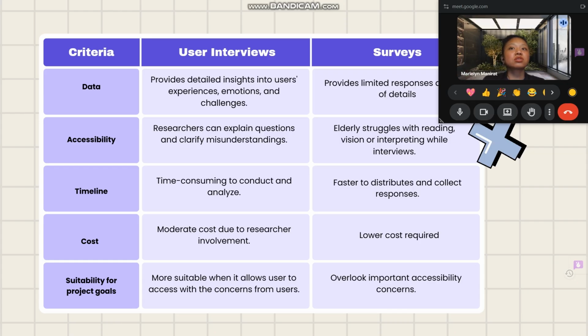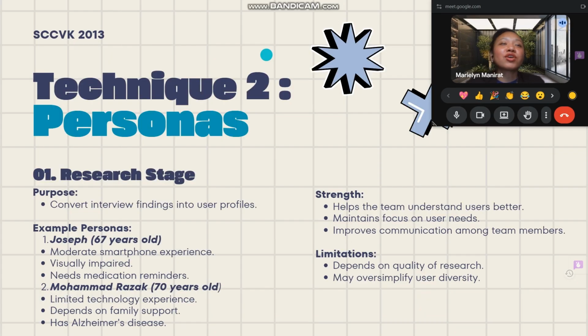So user interviews are more suitable when it allows us to address concerns from users directly. However, with surveys, when they are conducted online or digitally, they tend to overlook the importance of accessibility concerns.